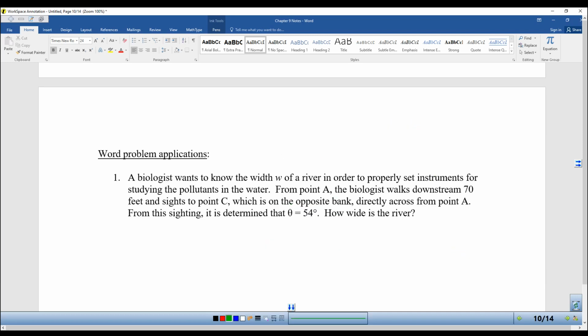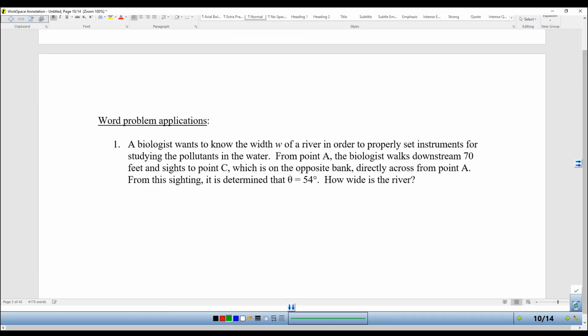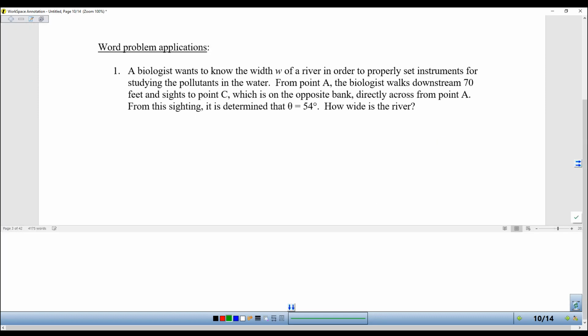Ready to try some word problems on these? The word problems are what it's all about because that's what helps you understand why we learn trig in the first place. So a biologist wants to know the width of a river in order to properly set instruments for studying the pollutants in the water. So from point A, the biologist walks downstream. So let's just go ahead and do our river.